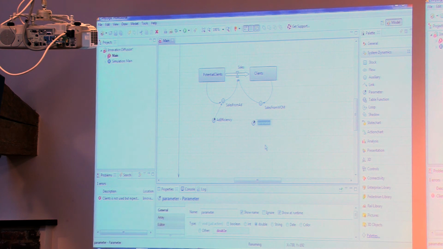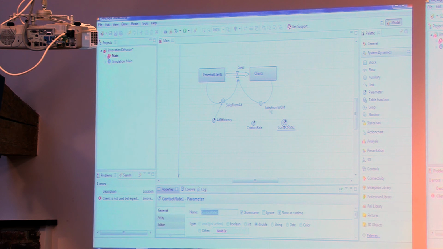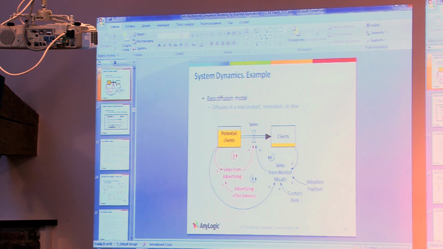They depend on the contact rate. Another magical parameter that is introduced in the model. It is how frequently people communicate with each other, and how convincing is their communication. What's the fraction of contacts that results in convincing another person to buy? Just to be consistent with the presentation, this is our adoption fraction.